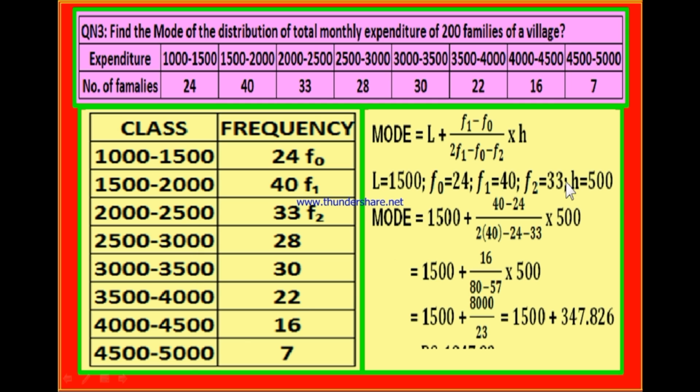The difference is always 500, therefore H is equal to 500. Now let us substitute these values in the given formula. So mode is equal to L value 1500 plus F1 minus F0, 40 minus 24, divided by 2F1, 2 into 40 minus F0 minus F2, minus 24 minus 33, into H is 500.